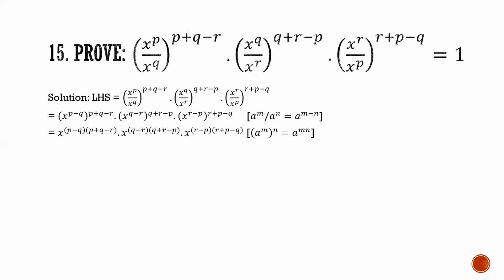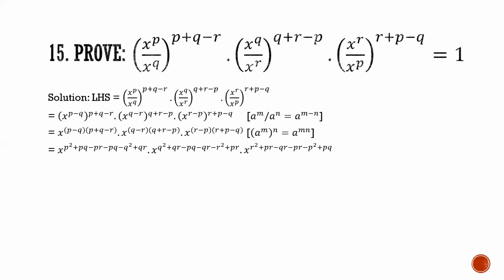Now we have to simplify the terms in the powers. So we have to multiply the terms. Multiplying them, for the first term, we will have x to the power p square plus pq minus pr minus pq minus q square plus qr. We have to multiply p plus q minus r once with p and again with minus q. For the second term, we have to multiply q plus r minus p with q and again q plus r minus p with minus r.